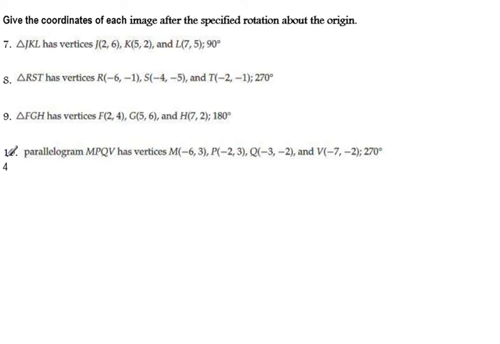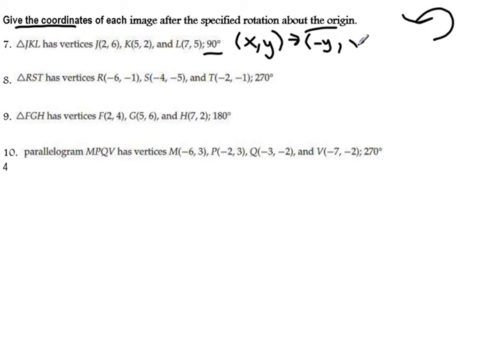Okay, so 7 through 10 is just asking for the coordinates. So we don't have to rotate it on the coordinate plane. We just want to know what the coordinates are after the specified rotation. So once again, when it says about the origin, it means we're going counterclockwise. We're just following the rules on our rule sheet. So here we've got 90 degrees again. So we take our XY coordinates and we flip the Y position. So it's -Y first and then X last. So I'm just going to label all of my coordinates X and Y.